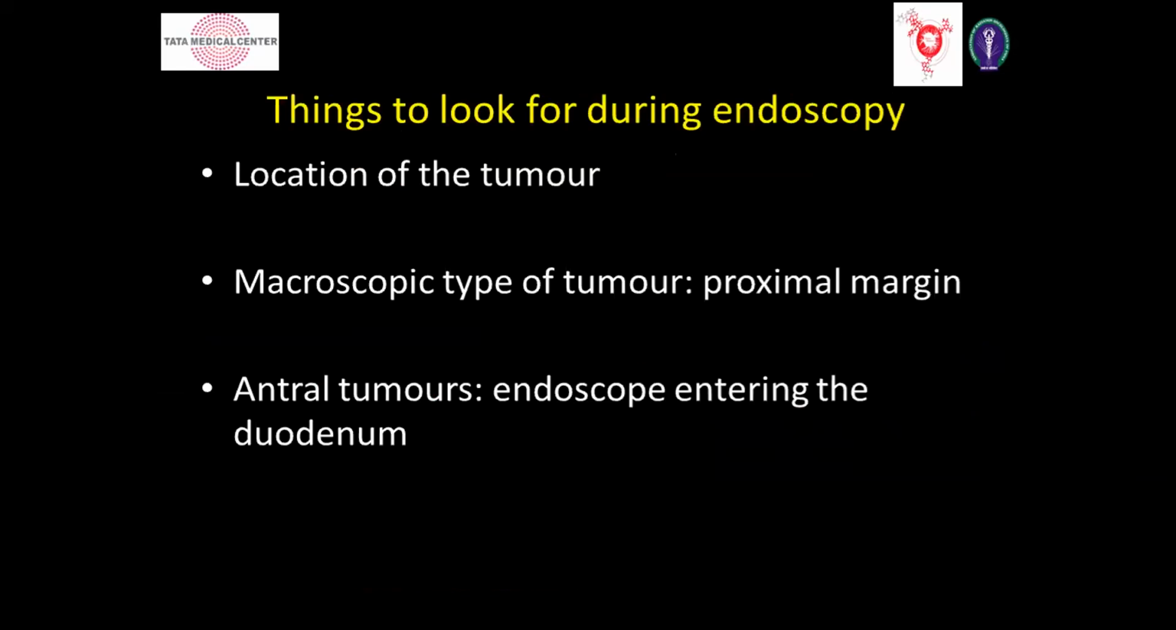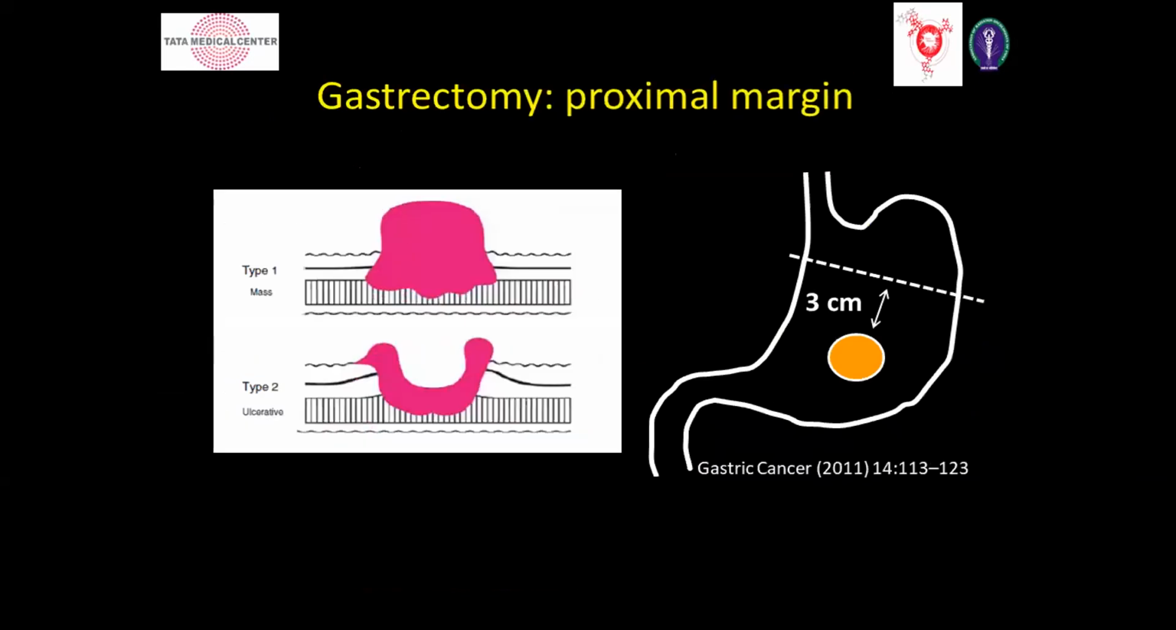Why is this tumor type important? Because depending on the tumor type, the proximal resection margin during the operation is determined.